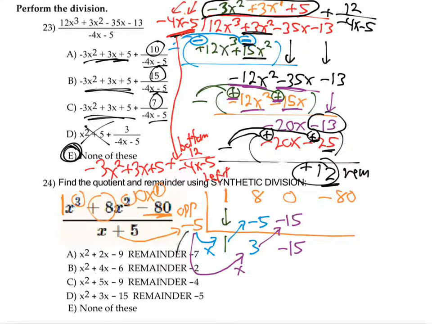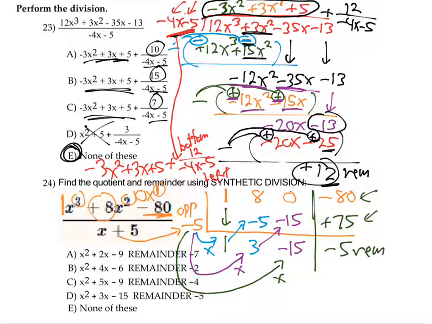Last step. Grab the minus 5. Minus 5 times minus 15. Two negatives make positive 75. And add them up. Remember, this last spot here is your remainder. Minus 80 plus 75. You lose $80 and gain back 75. You're down 5. That's our remainder, minus 5, which is right here.